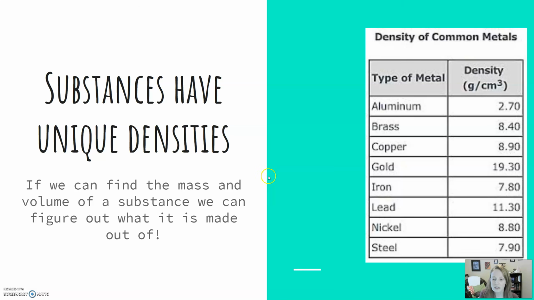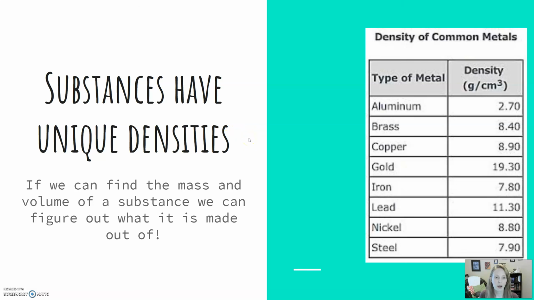Alright, substances have unique densities, just like you have a unique social security number or lunch number or school ID number that we can identify you by. All objects have a unique density assigned to them. If you can find the mass and volume of any substance, then you can also figure out what the density is and what that object is made out of.